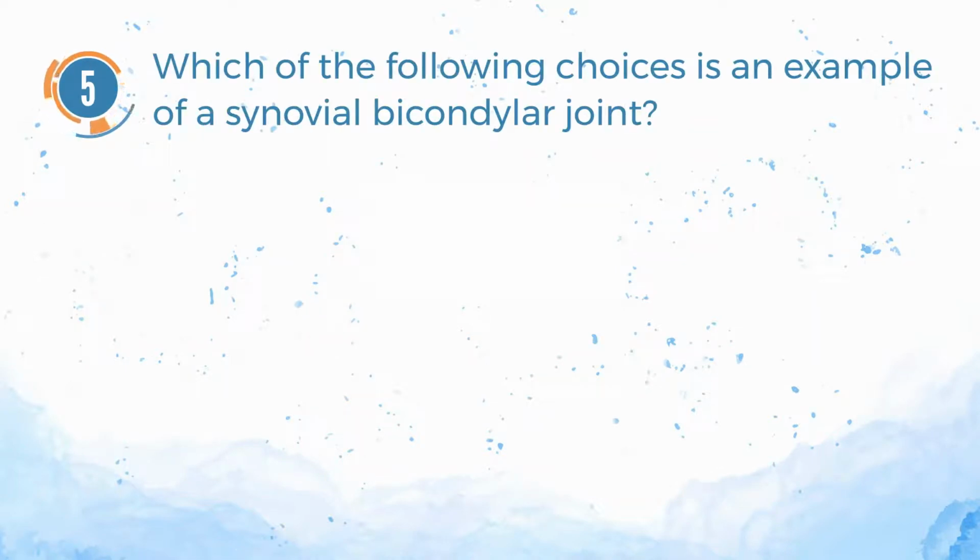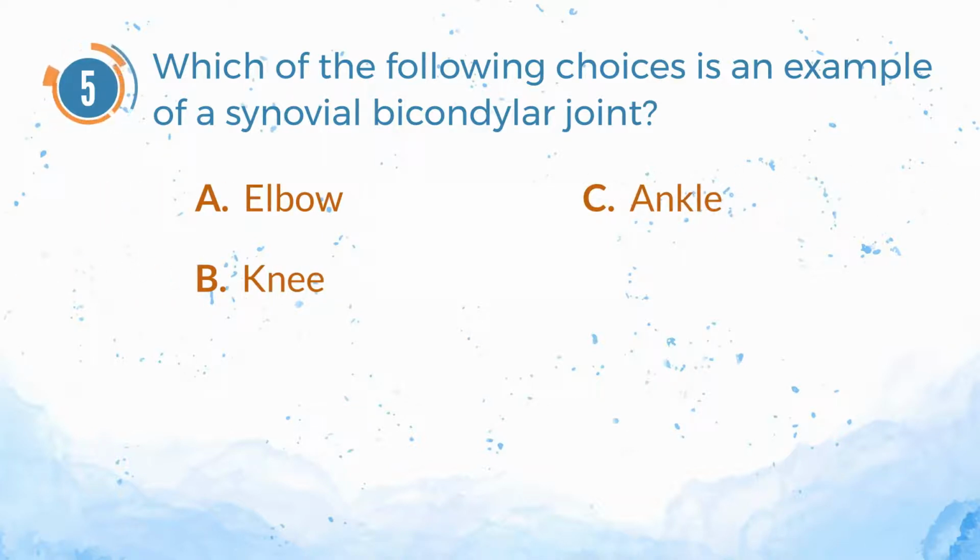Number 5. Which of the following choices is an example of a synovial bicondylar joint? A. Elbow. B. Knee. C. Ankle. D. Hip.